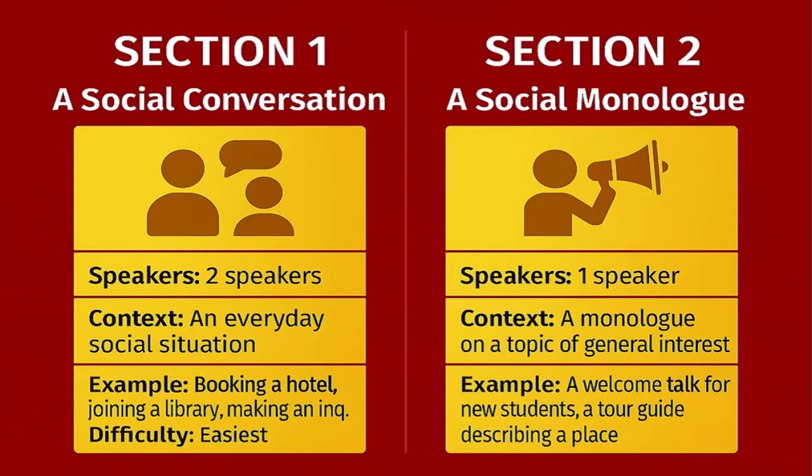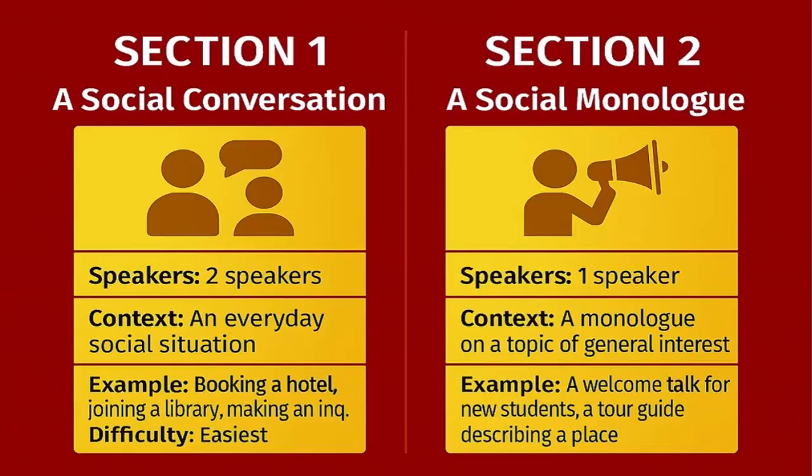Section 1 is always a conversation between 2 people in an everyday social context. Think about making a phone call to ask for information, booking a tour, or signing up for a gym membership. The focus here is on catching specific factual information like names, numbers, and dates. This is generally the easiest part of the test.